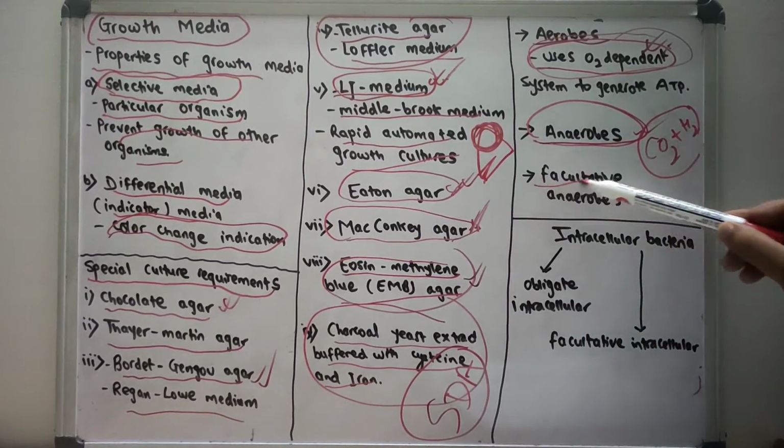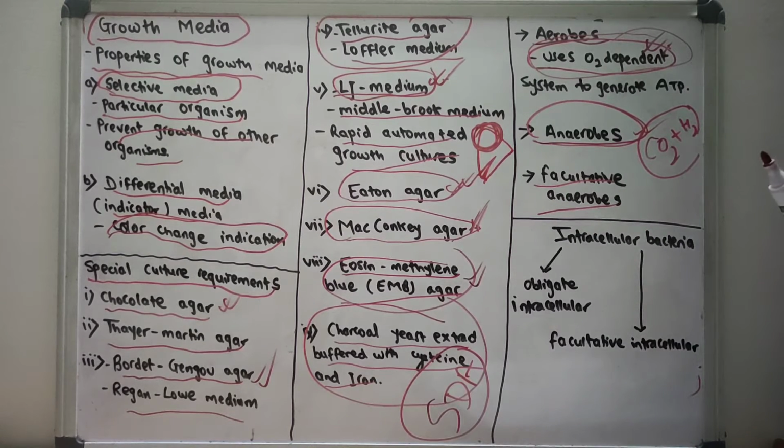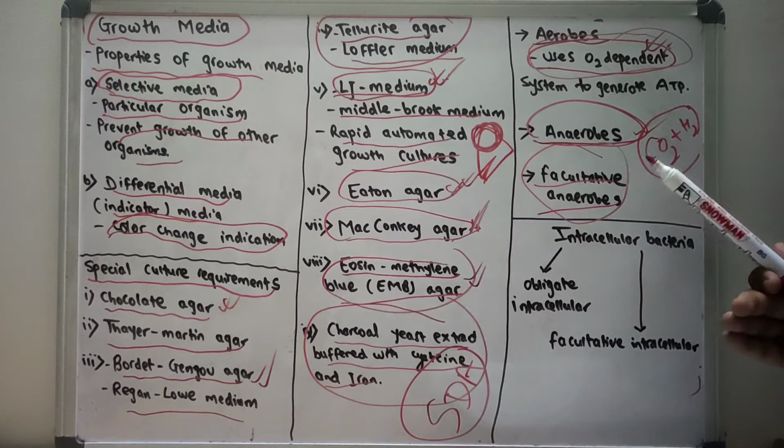Talking about the facultative anaerobes, the facultative anaerobes may use oxygen as the terminal electron acceptor to generate ATP, but can also use fermentation and other oxygen independent pathways for the generation of ATP. Staphylococci, Streptococci, and enteric gram-negative bacteria are some of the examples of the facultative anaerobes.